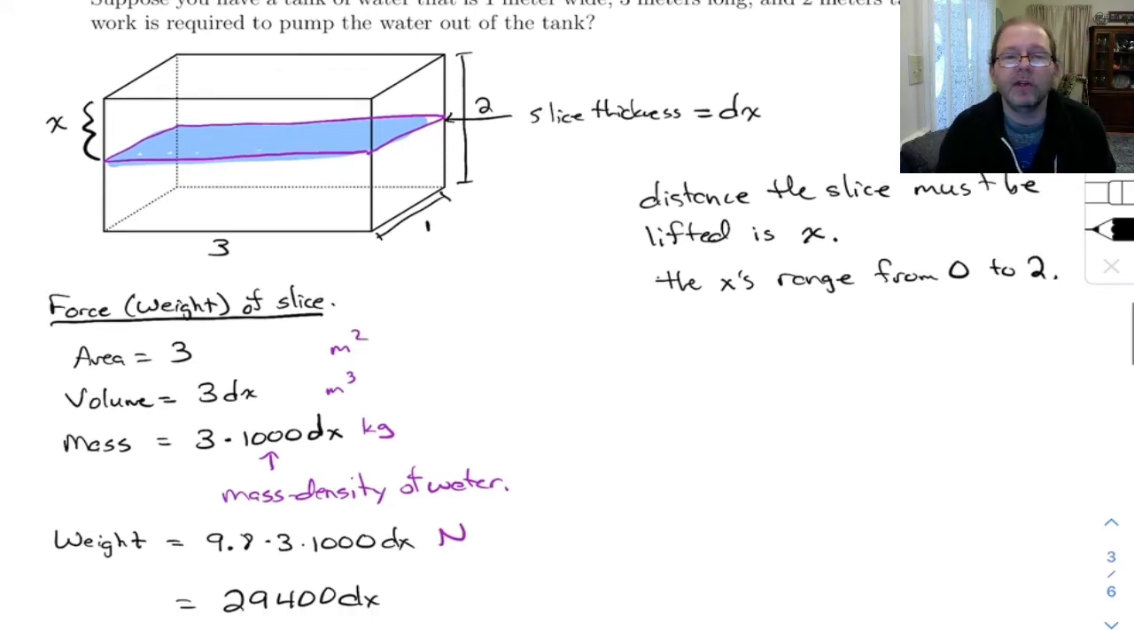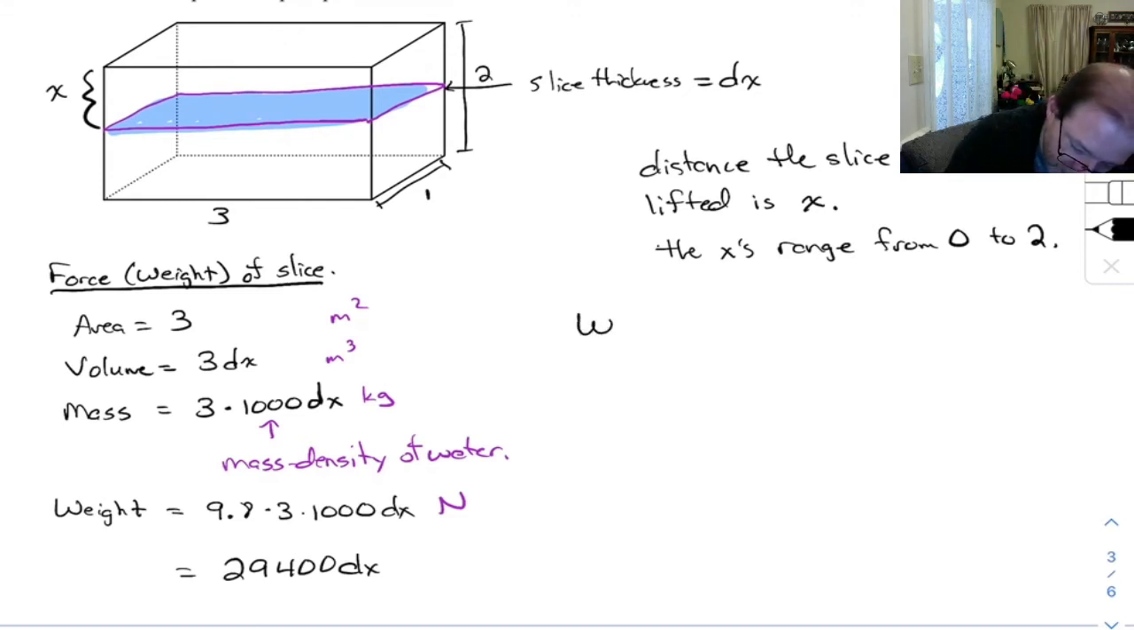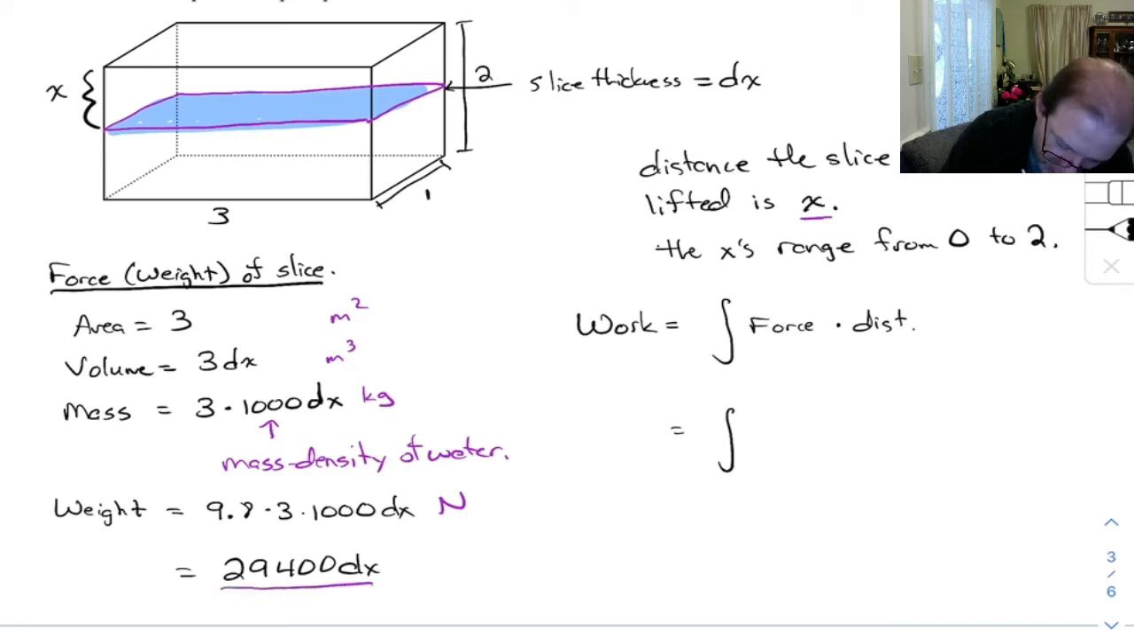And so now we've got everything we need to set up an integral. So the total amount of work is the integral of force times distance. Actually, it's worth writing that out. So it's the integral of force times distance. And if you put our force and distance together, distance is x, force is this. Now when we put them together, we need to put that dx at the end. So we just get 29,400 x dx. And our endpoints go from 0 to 2.